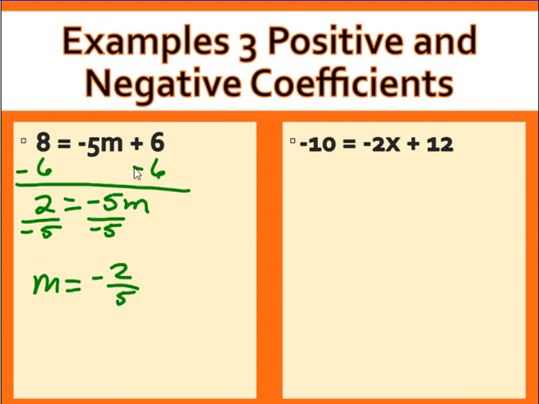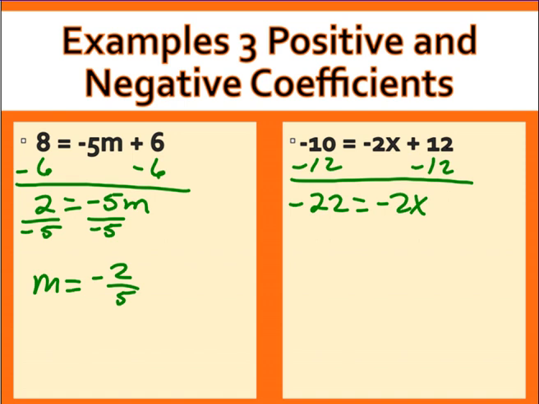On the right, the opposite of adding 12 is subtracting 12. So I subtract 12 on both sides. And I'm getting negative 22 equals negative 2x. To get x by itself, I divide by negative 2. X would equal a positive 11, because a negative divided by a negative is a positive.